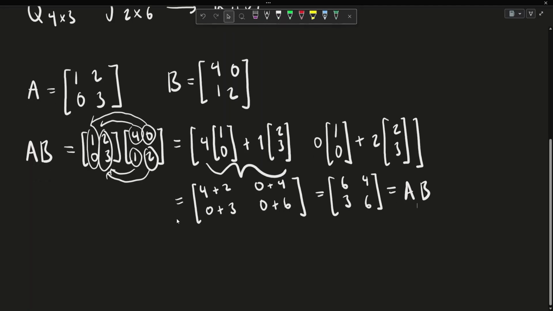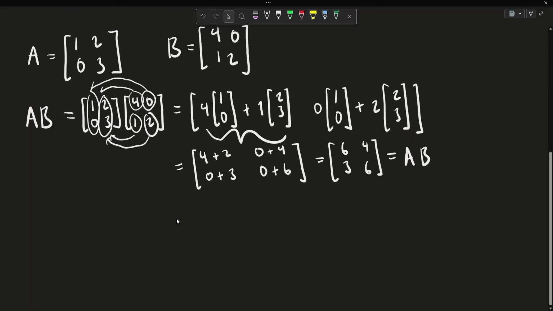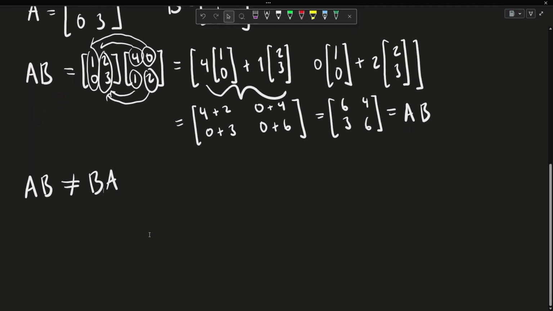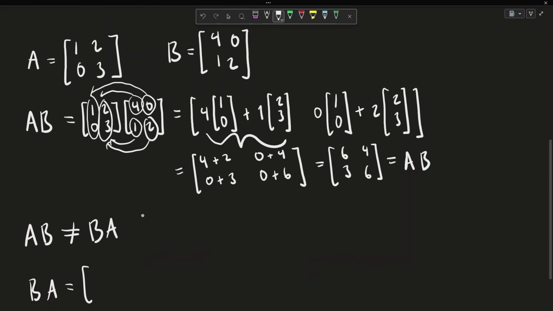Now an important thing to note is that matrix multiplication is not commutative. So that means A times B is not necessarily equal to B times A. And so to show this, let's show with the given example again. So let's take BA, which would be equal to 4, 0, 1, 2 times 1, 2, 0, 3.